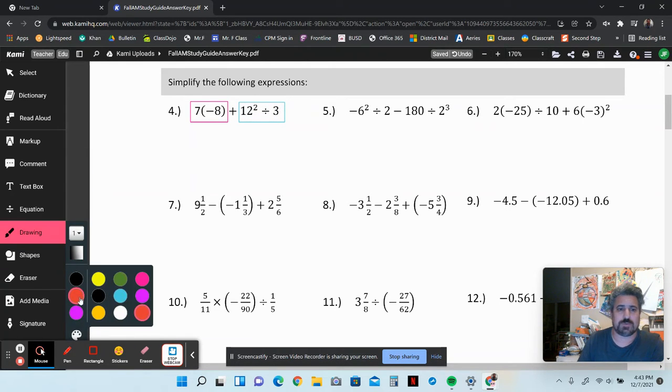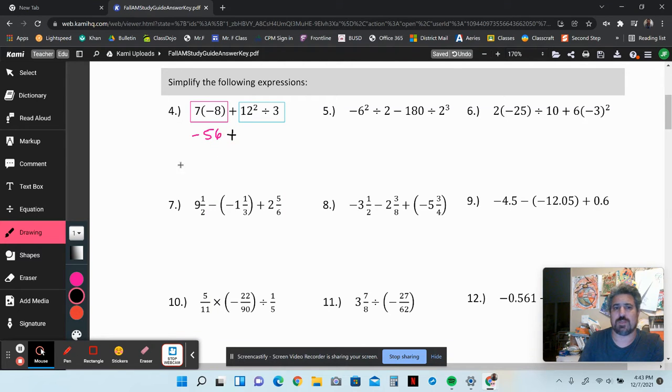Okay. So in this particular case, we're going to use PEMDAS within each of the terms. This is 7 times -8, which is -56. The addition is the operation between them. And then over here on the right-hand side, we got 12 to the second power, which is 144. We do the exponent first before we divide. And then you have divided by 3. So 144 divided by 3. Just do that off to the side.